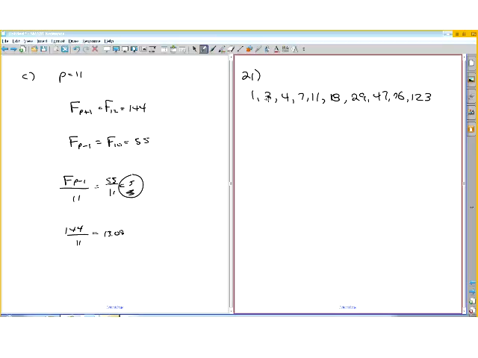So the only difference is that the first two terms are different. We had 1 and 1 as the first two terms of the Fibonacci sequence. Here it's 1 and 3. So 1 plus 3 is 4, 3 plus 4 is 7, 4 plus 7 is 11, 7 plus 11 is 18, 11 plus 18 is 29, etc. So the next term is just going to be 76 plus 123. So let's just add those. You get 199.